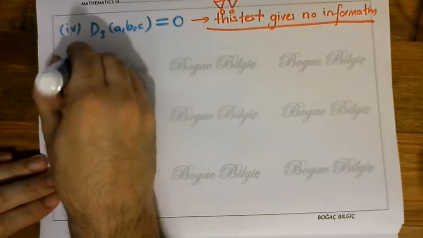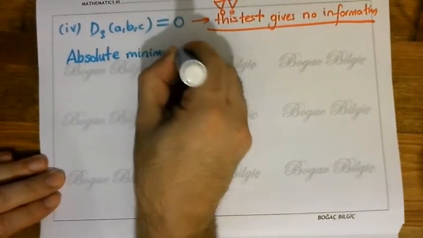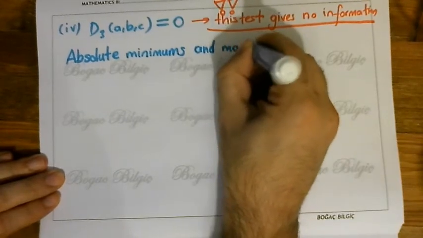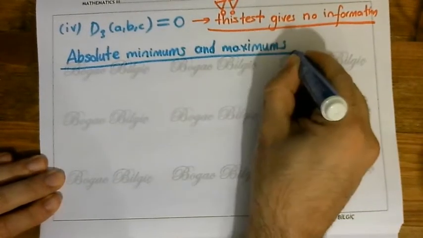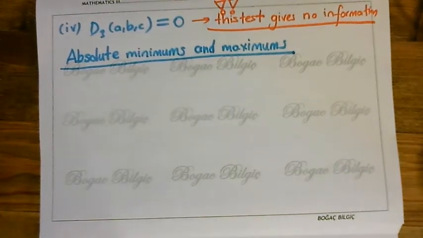Absolute minimums and maximums. In this section, we want to optimize a function. That is, identify the absolute minimum and or absolute maximum of the function on a given region. The extreme value theorem guarantees that a function has an absolute maximum value and an absolute minimum value. The analog of this theorem for a function of two variables follows.